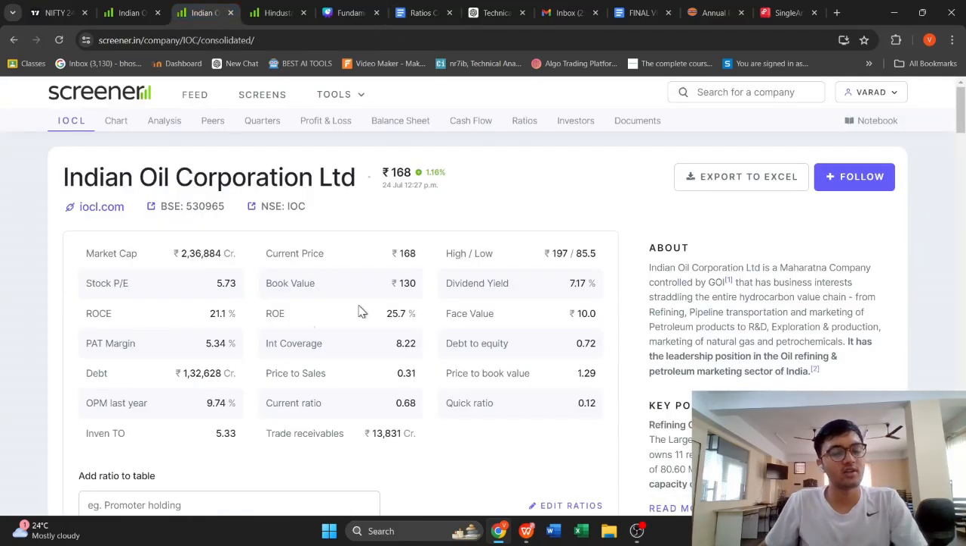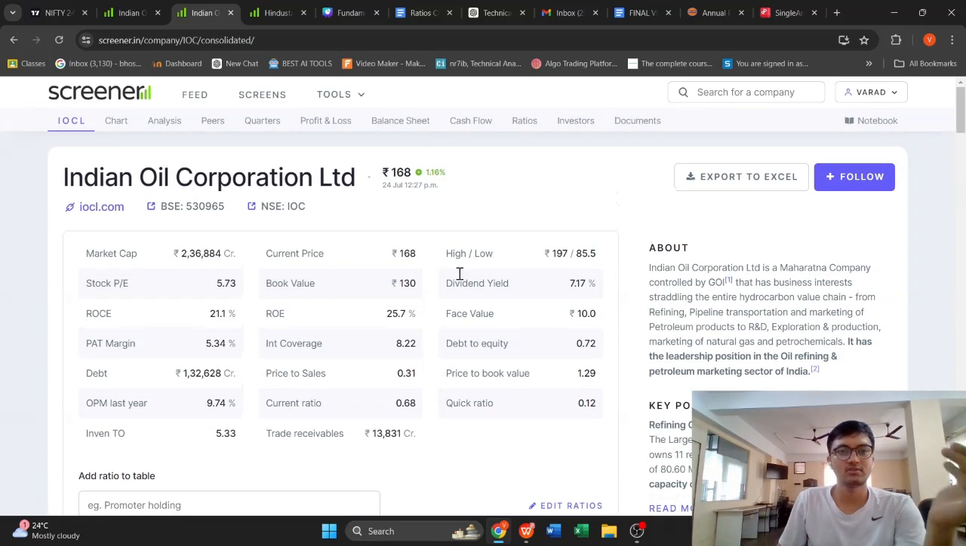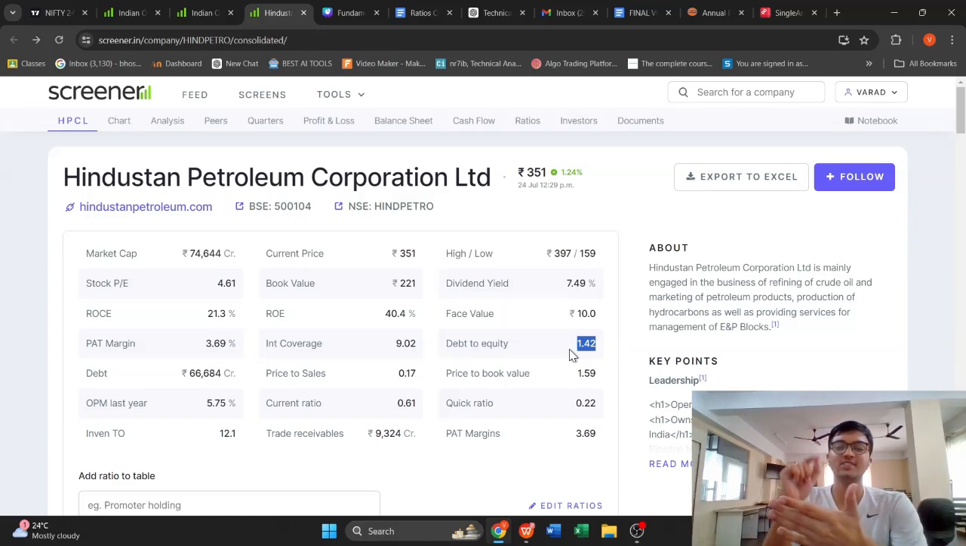Again, let's consider IOCL. The debt to equity in this case is 0.72. I told you any number less than 1 indicates that it's better. Simple. HPCL in this case, now which side is winning? Now IOCL is winning. So this is a checklist. I was just joking around. There's a checklist that you should see all of these things.